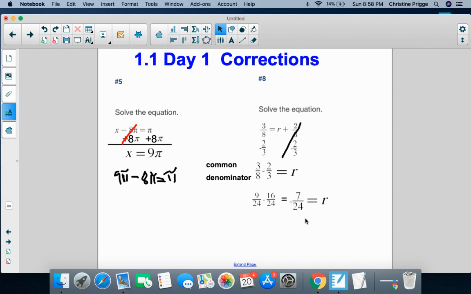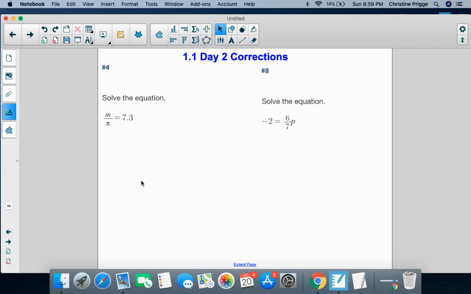What could you do if you did not know how to do a common denominator? You could plug this into your calculator to find out your fraction. All right, and that would have helped you a lot. All right, 1.1 day 2.